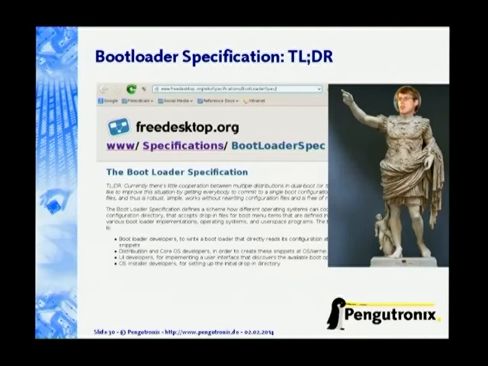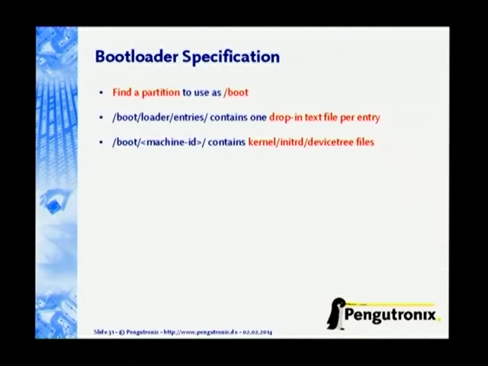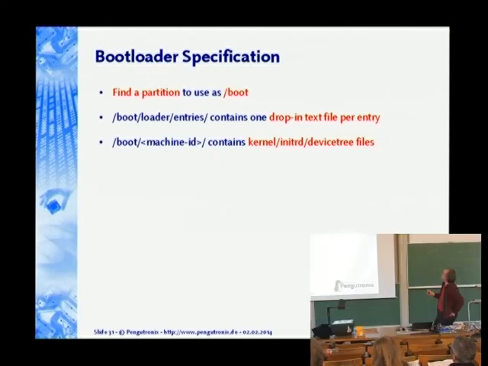Okay, these people have invented that, and what it basically does is it offers a standard method how to find a partition to use as root, and it defines these bootloader entries, which contain a drop-in text file per entry, where you can just describe one of your operating system images you might have on your SD card. So let's, for example, just take a laptop with an SD card, something like that, with different operating systems on the card, and these entries define what's in there.